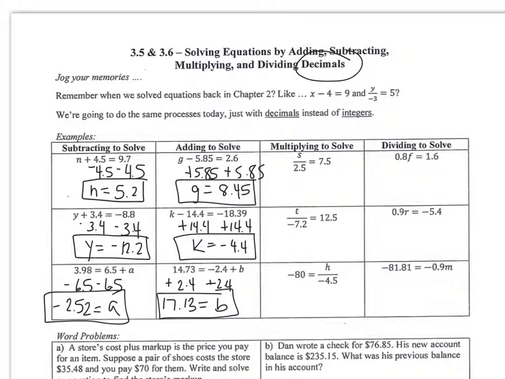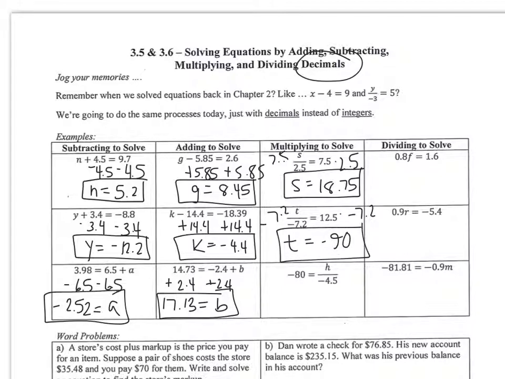And then you can also multiply both sides. So we're dividing by 2.5, so we're going to multiply both sides by 2.5. So 7.5 times 2.5 is 18.75. And then I'm going to multiply 12.5 times negative 7.2, and you get a negative 90, because a negative times a positive is a negative. And then I multiply both sides by negative 4.5. So negative 80 times 4.5 is positive 360.